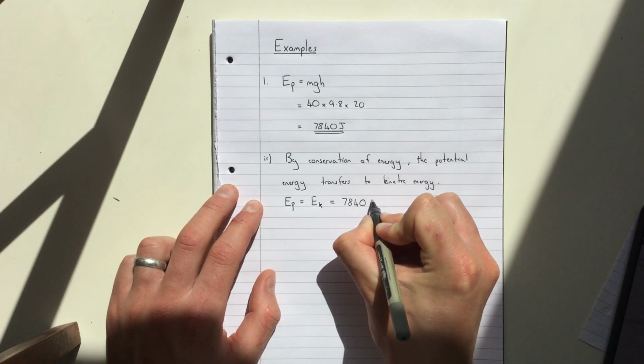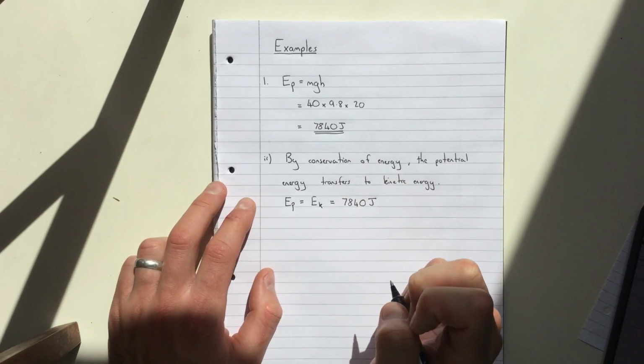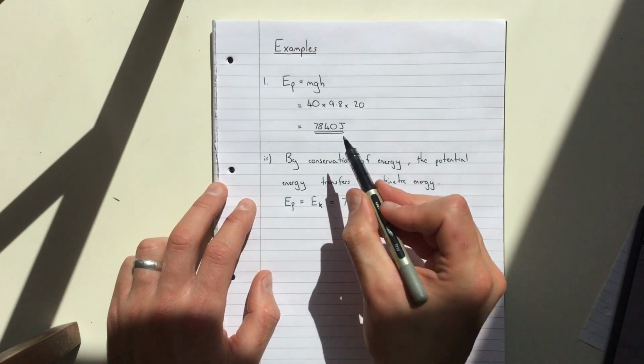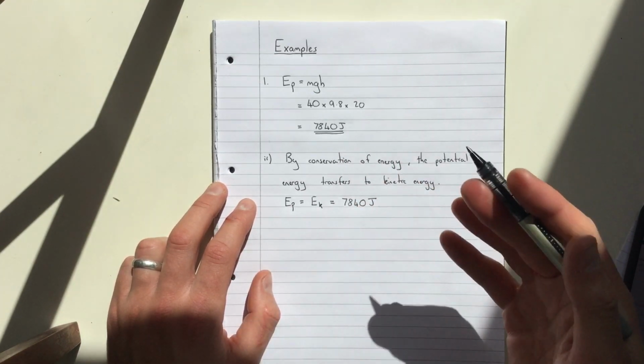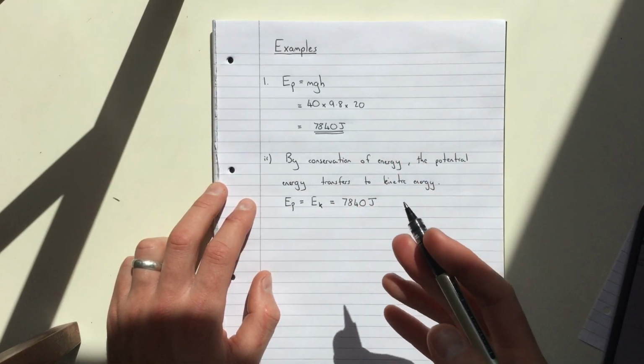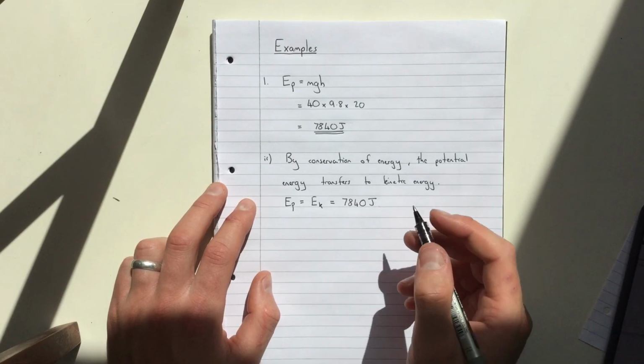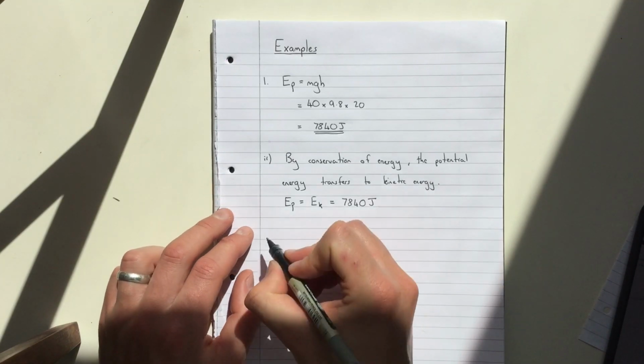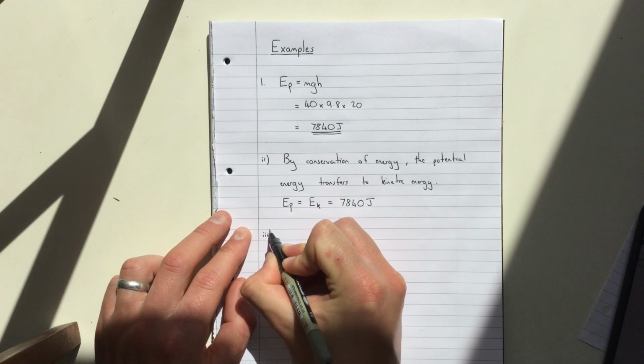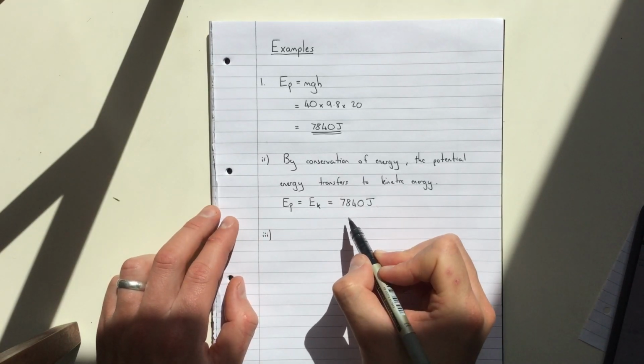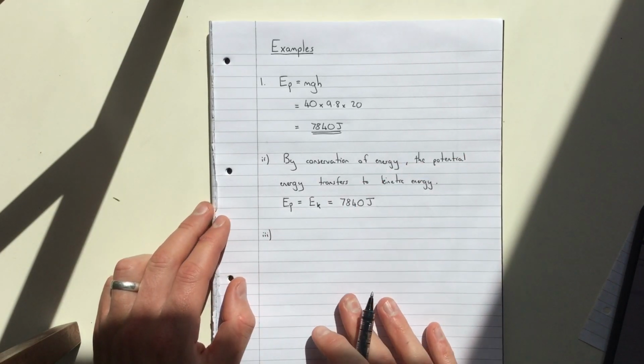So the kinetic energy at the bottom, when it strikes the ground, is just the same as the potential energy, because it transfers, it's not created or destroyed. Exactly what the law of conservation of energy says. So now that we have the kinetic energy, which is 7,840 joules, the same as before, it's now the third question saying, what is the speed of the box when it strikes the ground?